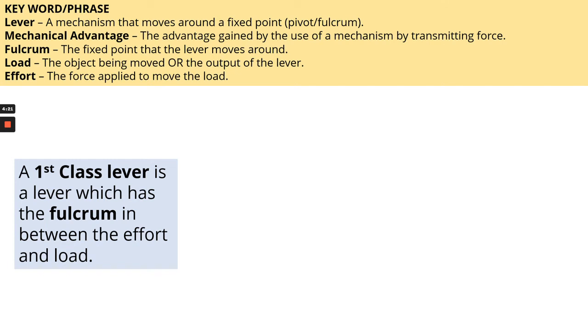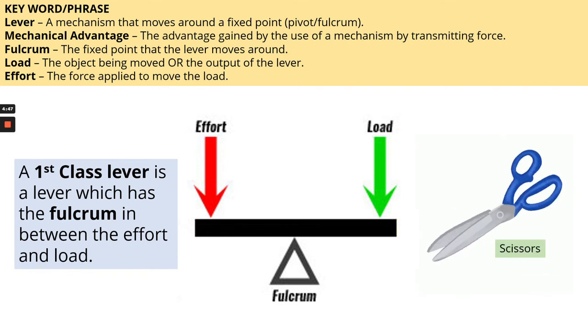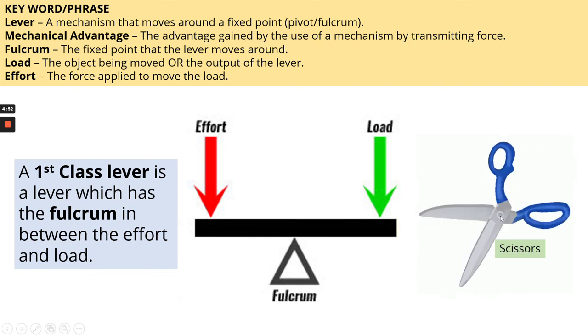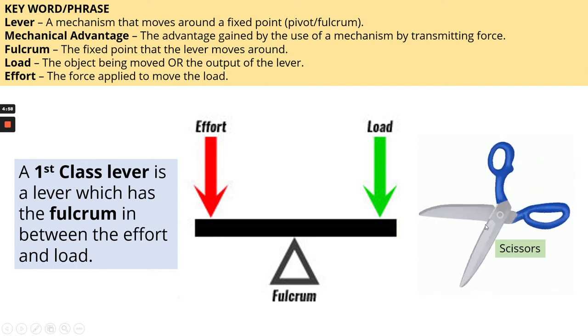Okay. Third but final. A third class lever is a lever which has the effort in between the fulcrum and the load. It's quite hard to think of an example, but tweezers work. The fulcrum is at the back of the tweezers where they're connected. The effort is in the middle, and then at the end of the tweezers is where they actually clasp onto the hair. That is the output, the load that we're trying to pull out. Okay, pause the video.